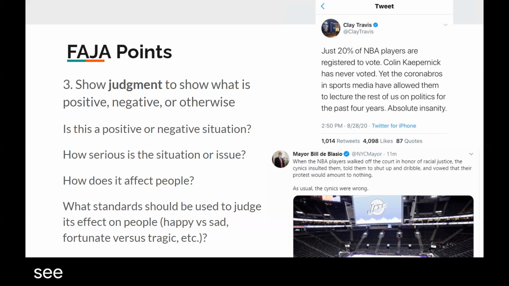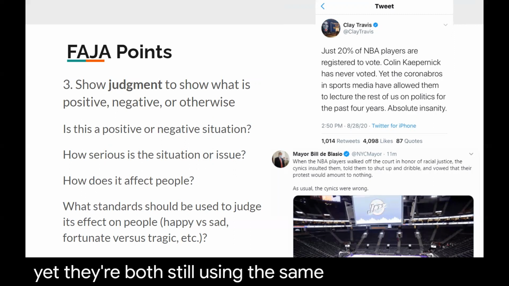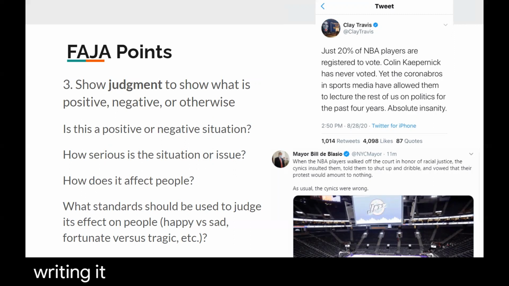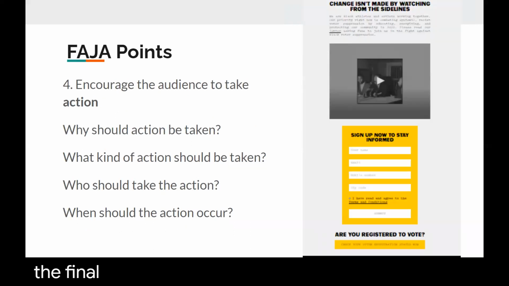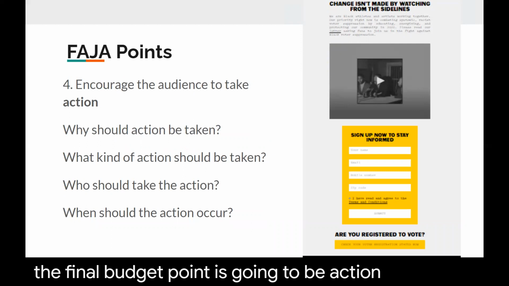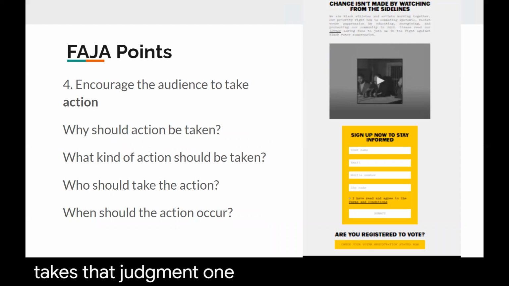So you can see that we have two conflicting judgments here, and yet they're both still using the same principles of writing in order to convey those conflicting opinions. The final FAJA point is going to be action, and this takes that judgment one step further.